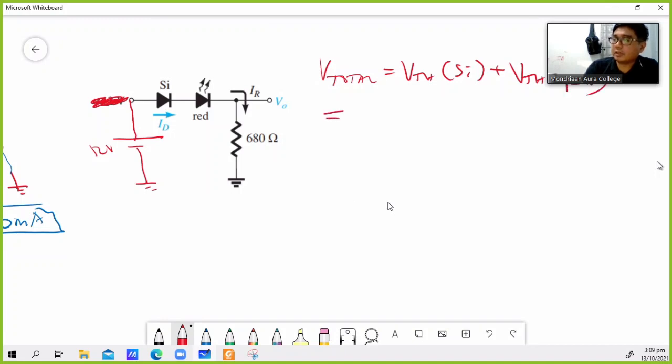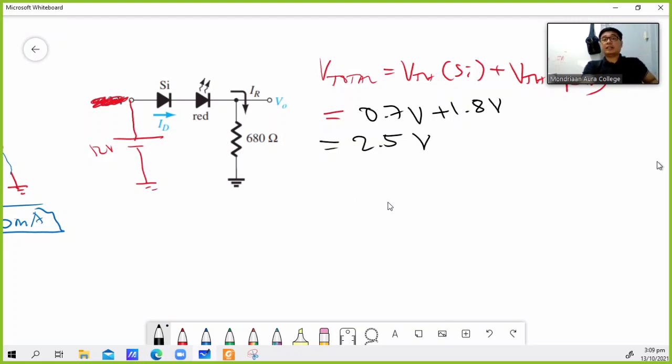Okay, so that is just equal to 0.7 volts plus 1.8 volts. So that is equal to 2.5 volts. Yan ang total na threshold voltage. Yan ang magiging basehan natin sa decision doon sa dalawang criteria.